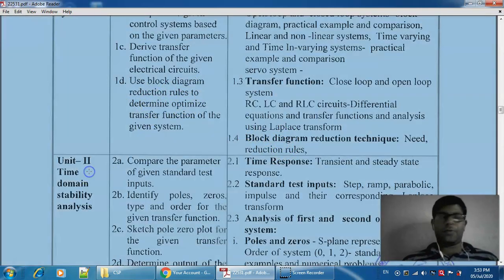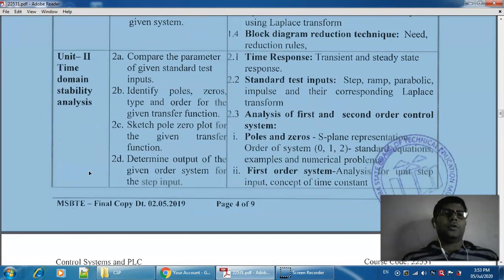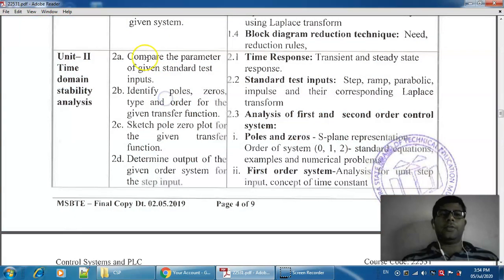Then, going forward, the second chapter is time domain stability analysis. These are the four unit outcomes of this second chapter. The first is to compare and state the parameters of the given standard test signals. This is 2.1, and you can take 2.2 also. There are four standard test signals in the syllabus: step, ramp, parabolic and impulse. Once you learn these standard test signals, you can compare them.